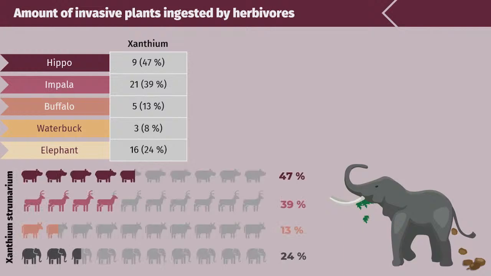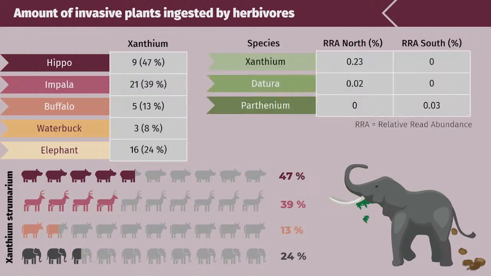So almost half of all the hippo samples had xanthium in it, about 40% of impalas, 13% of buffalo, and about a quarter of all elephant samples had xanthium in it. So that looks more promising. But if you look at the actual amount of the plants in the samples, it's nothing. So unfortunately, elephants or any other species will not save the park from any invasion. So to answer the questions, no, the herbivores do not eat the invasive species.